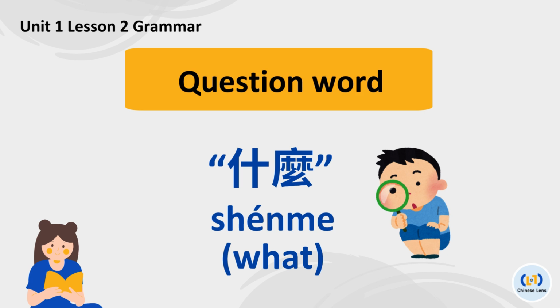Unit 1, Lesson 2, Grammar. 什么？什么 is a question pronoun in Chinese, and it means what in English.